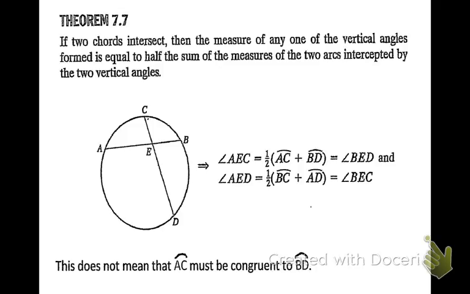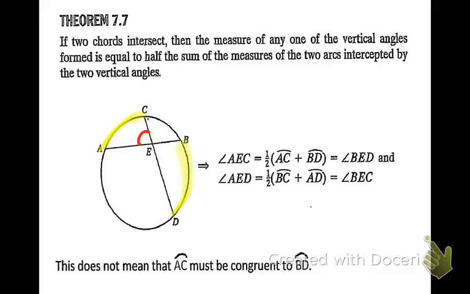New theorem here. If two chords intersect, then the measure of any one of the vertical angles formed is equal to half the sum of the measures of the two arcs intercepted by the two vertical angles. So it is saying that angle AEC would equal 1/2 the sum of this arc plus that arc, right? It equals 1/2 the sum of those two arcs.